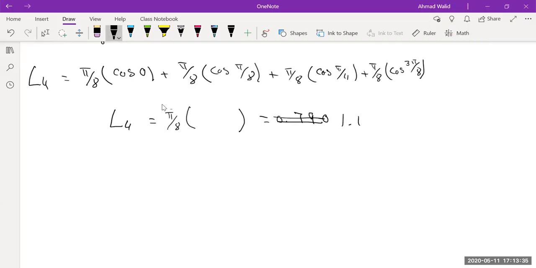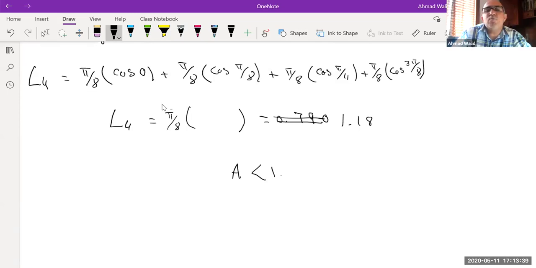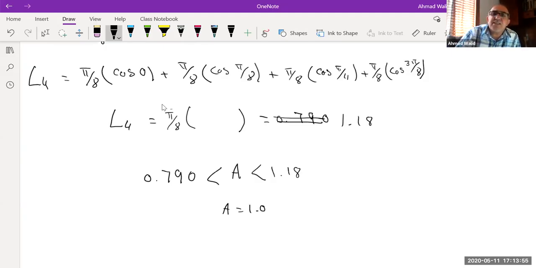1.18. Look, now your A should be less than 1.18 and greater than 0.790. If you look between these two numbers, approximately the area will be 1.06 or something like this, or 0.06 actually. That's the area under the curve. Why did I end up with this number immediately?